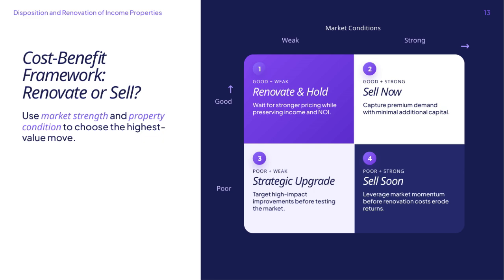When the market is weak but the property is good, it's best to hold and wait for stronger pricing while preserving income and net operating income. Finally, if the market is poor and the property is also in poor condition, selling soon is advised to leverage market momentum before renovation costs erode returns. This framework helps us evaluate the highest value move by balancing market strength and property condition to maximize returns.